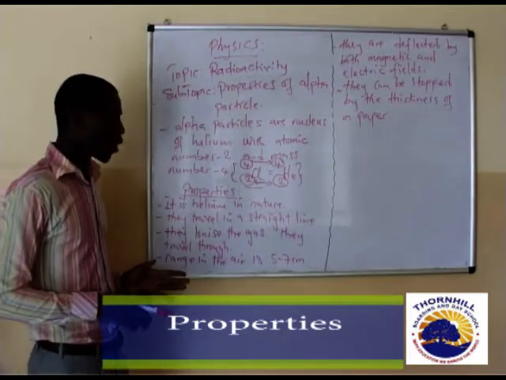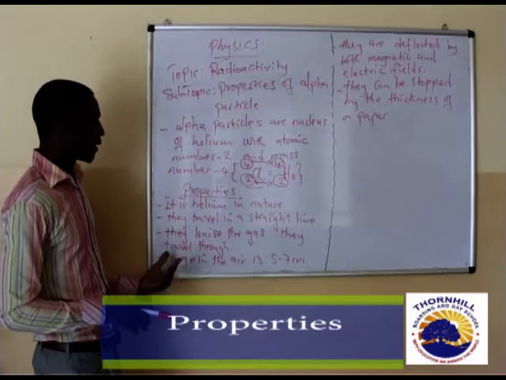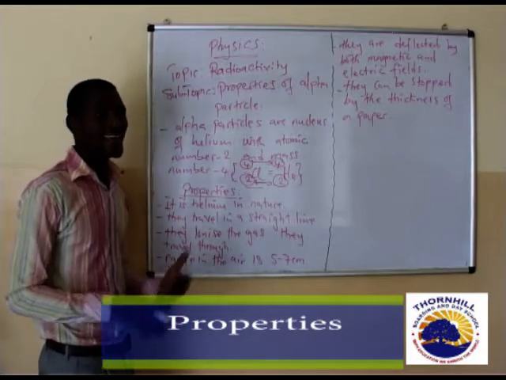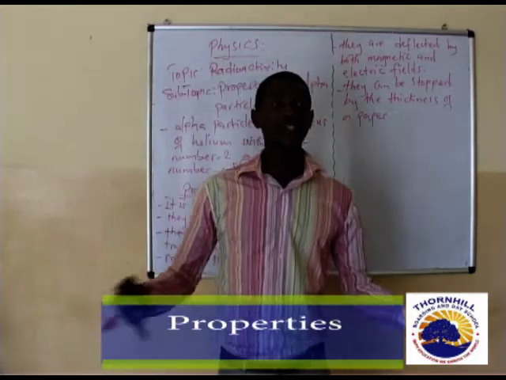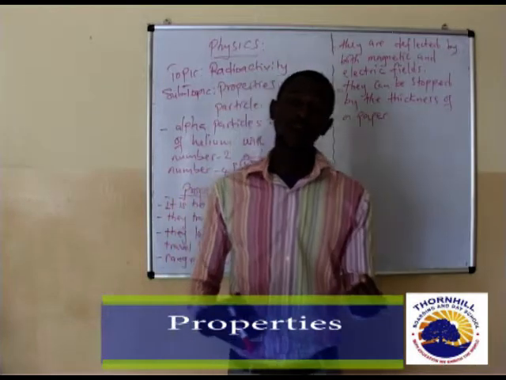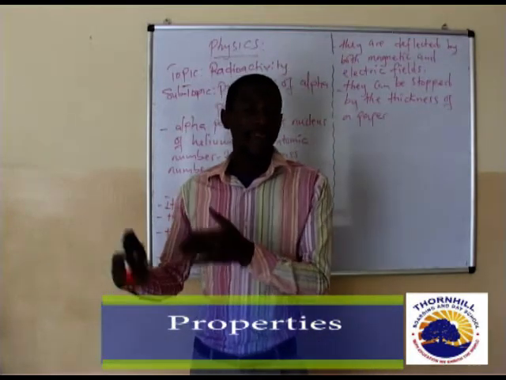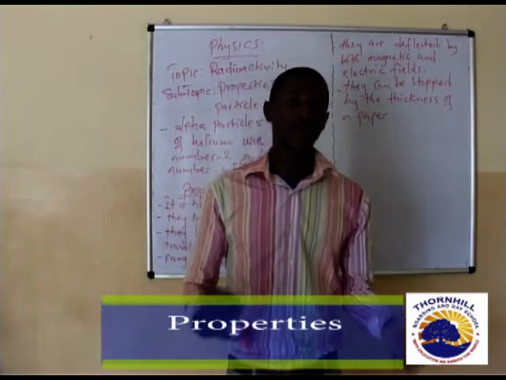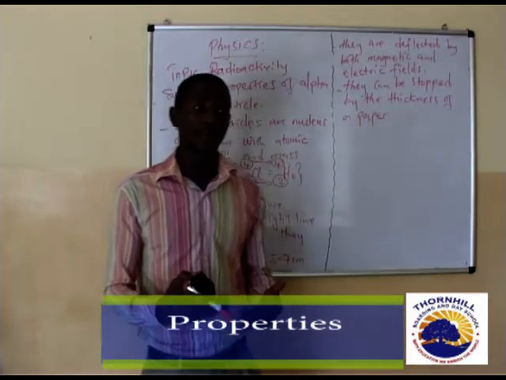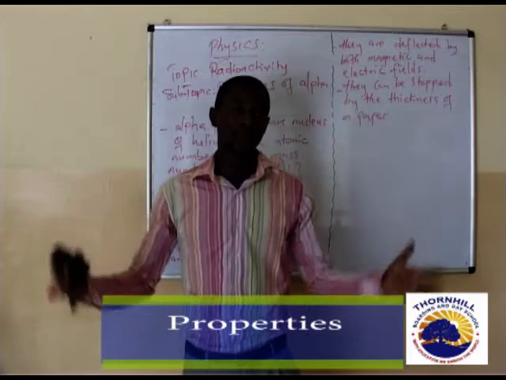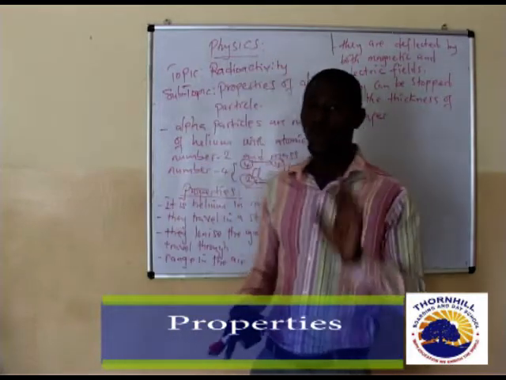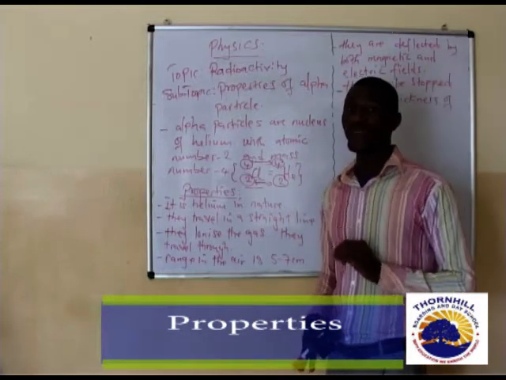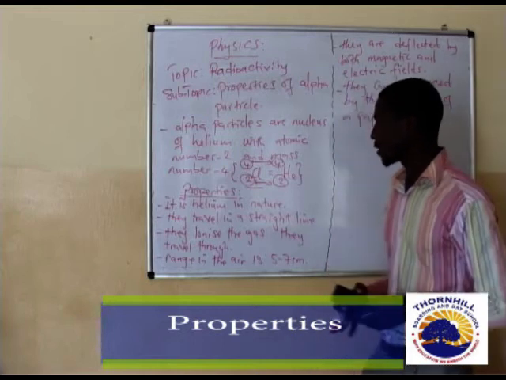The other property of an alpha particle is that, apart from being helium in nature, they also travel in a straight line in free space. So if you have a beam of particles which are alpha in nature, they are expected to travel in a straight line in free space. That means the space shouldn't have particles that could disrupt the movement of these particles. And at the end of the day, you have alpha particles traveling in a straight line in free space.